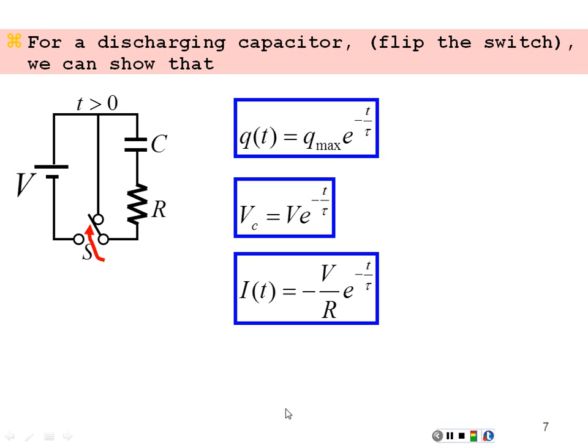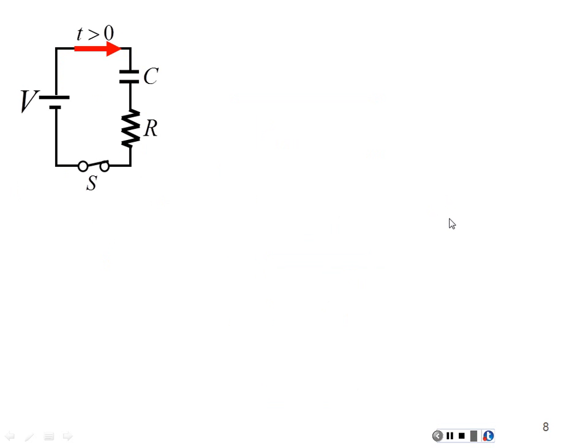The current, being the charge supplied by the capacitor, is going to go in the opposite direction as it was before: negative V over R, e to the negative t over tau. And the voltage across the resistor will be the negative of the voltage across the capacitor at any particular time. That's for a discharging capacitor circuit if I were to flip this switch. We probably won't be doing too much of that, but that's so that you would have that for completeness for that situation.